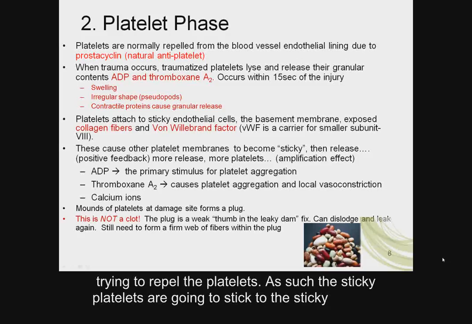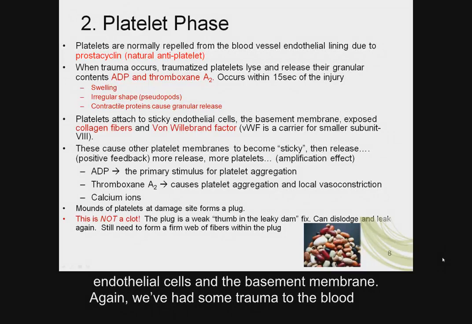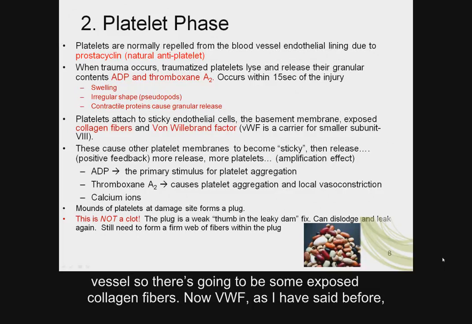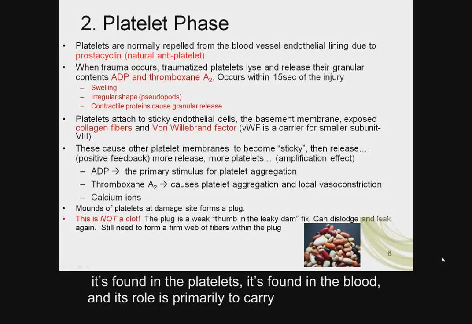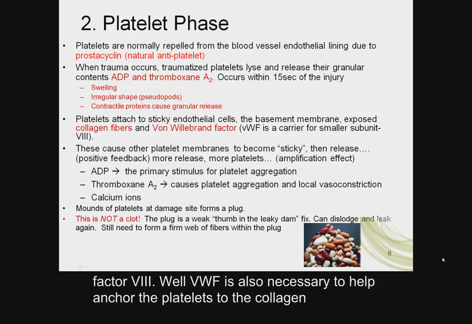As such, the sticky platelets are going to stick to the sticky endothelial cells and the basement membrane. Again, we've had some trauma to the blood vessels, so there's going to be some exposed collagen fibers. Now, von Willebrand factor, as I have said before, is found in the platelets, it's found in the blood, and its role is primarily to carry factor VIII. Well, von Willebrand factor is also necessary to help anchor the platelets to the collagen fibers. It's going to basically act like a bridge.